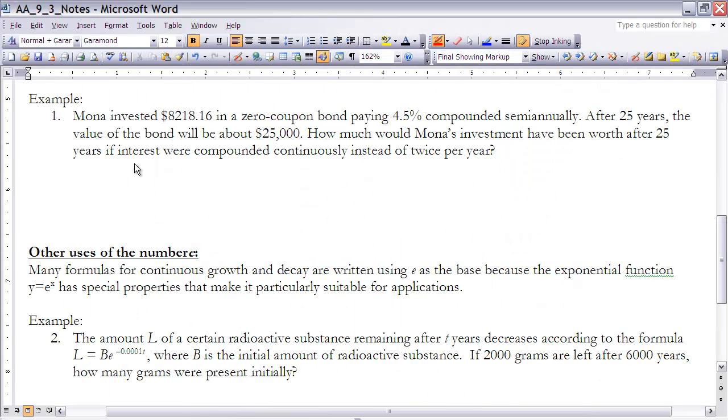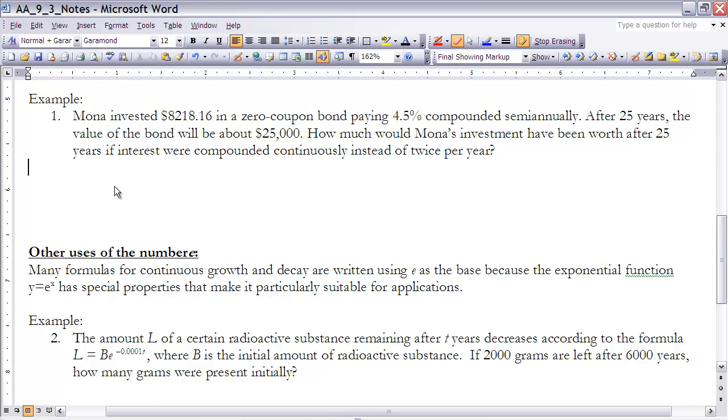Let's take a look at example 1 then. It says Mona invested $8,218.16 in a zero coupon bond paying 4.5% compounded semi-annually. After 25 years, the value of the bond will be about $25,000. How much would Mona's investment have been worth after 25 years if the interest were compounded continuously instead of twice per year?